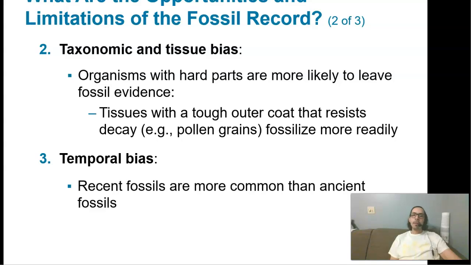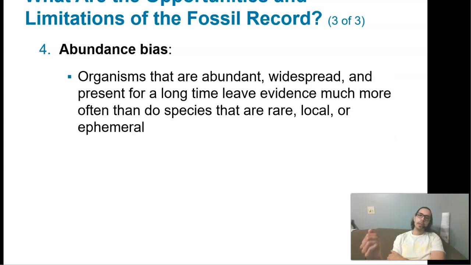There's the taxonomic and tissue bias: organisms with hard parts are more likely to leave fossil evidence. There's the temporal bias: recent fossils are more common than ancient fossils. And then there's an abundance bias, where organisms that are abundant, widespread, and present for a long time are more likely to leave fossil evidence.